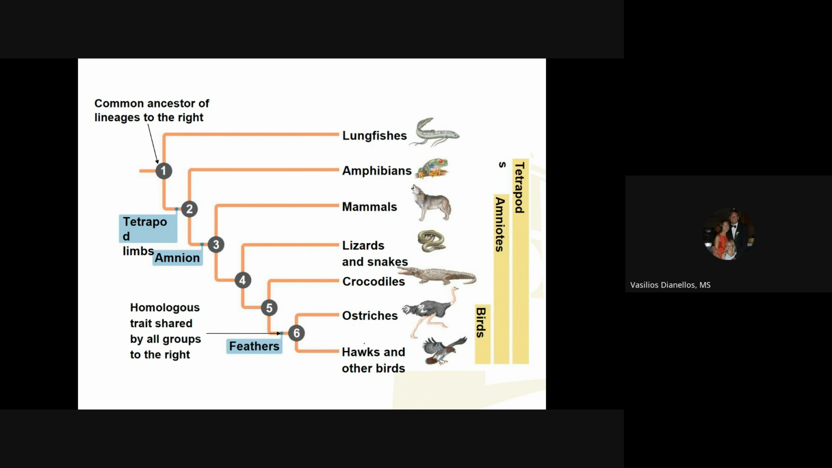You don't need to memorize this, but if I gave you this picture and asked what's more closely related, ostriches and hawks, or other birds and crocodiles, the answer would be ostriches and hawks, because they have a more recent common ancestor. Other birds and crocodiles, their ancestor is way back here. Hawks and lizards, their ancestor is way back here. That's the kind of thing you might need to decipher on an exam, but there's nothing to memorize.